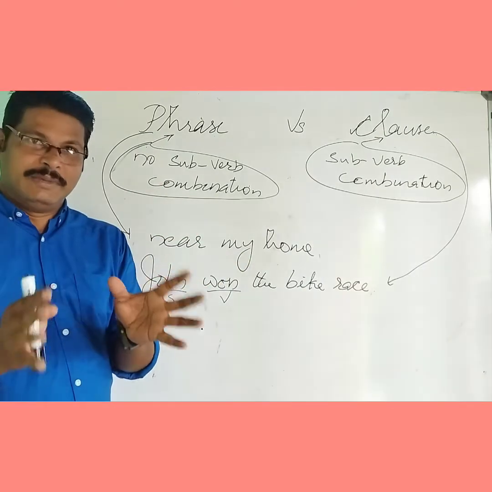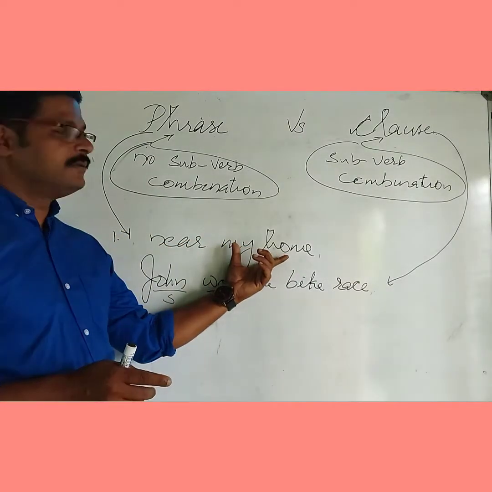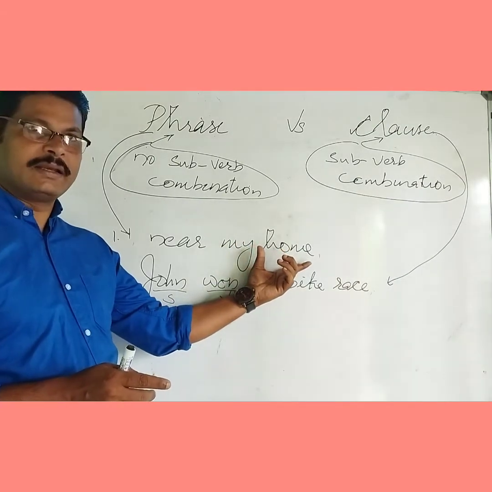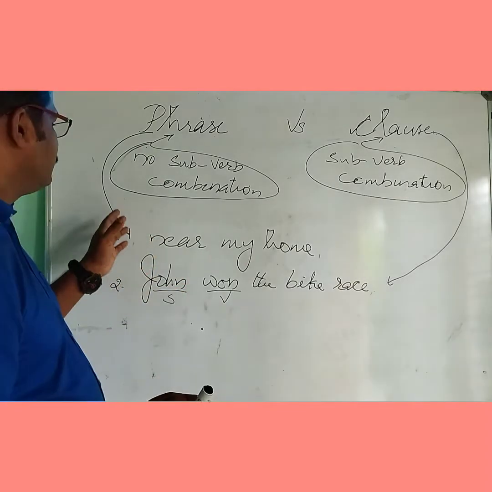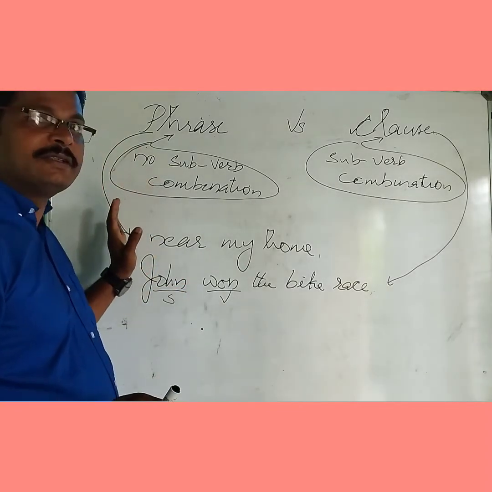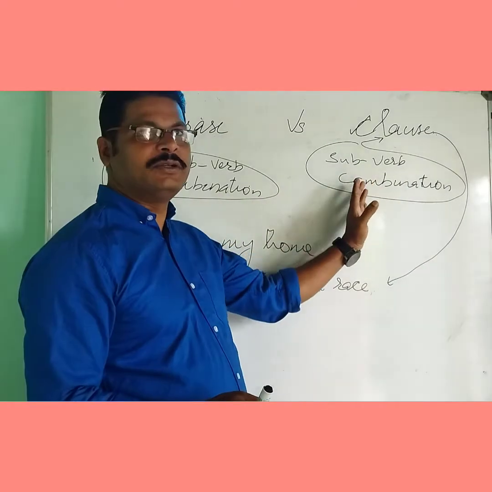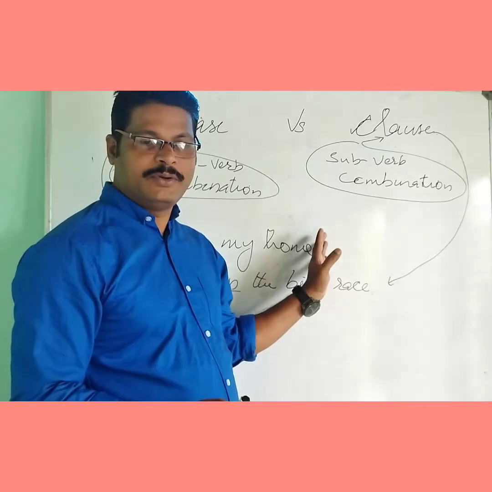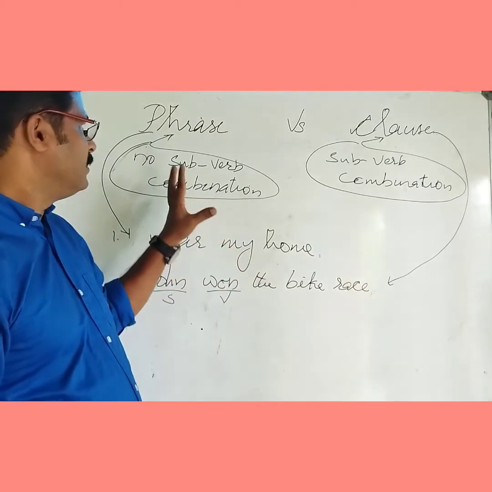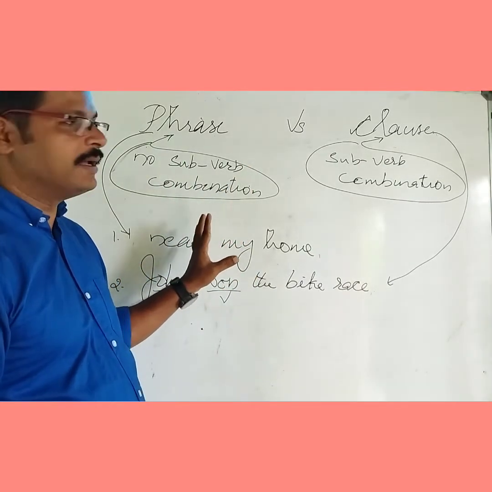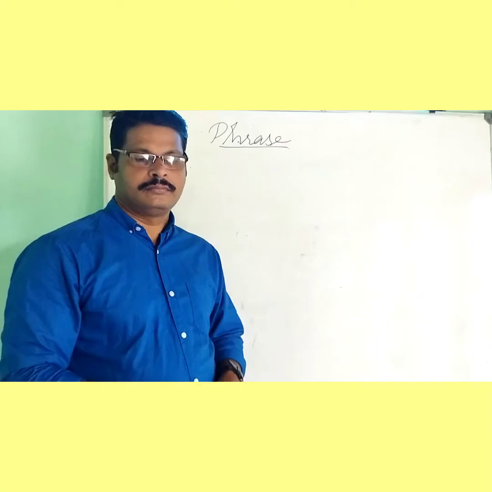Phrase and clause are similar in that they are groups of words which have a meaning in both cases. But they are different. The main difference is that a phrase doesn't have a subject-verb combination in it, whereas a clause has a subject-verb combination. I hope you understood this similarity and the main difference between a phrase and clause. Now let us see some more examples to make this clear.